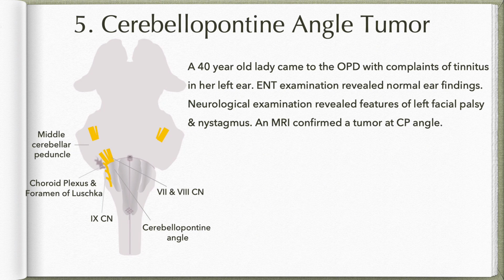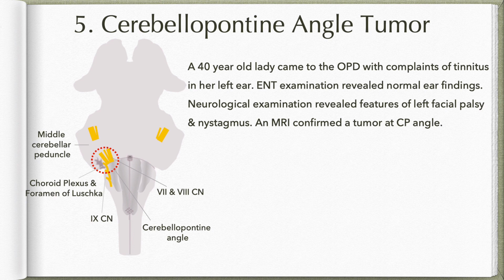And lastly, we have what is known as cerebellopontine angle tumor. Now this is the cerebellopontine angle. So here we have a 40-year-old lady coming to the OPD with complaints of tinnitus in her left ear. Tinnitus is basically ringing or whistling sound in the ear. ENT examination revealed normal ear findings. However, neurological examination revealed features of left facial palsy as well as nystagmus. An MRI confirmed a tumor at the cerebellopontine angle.